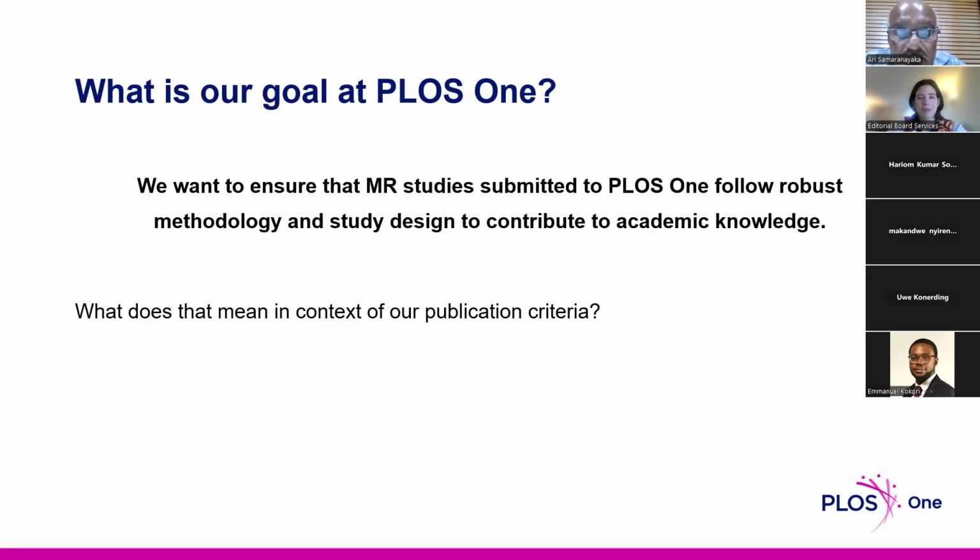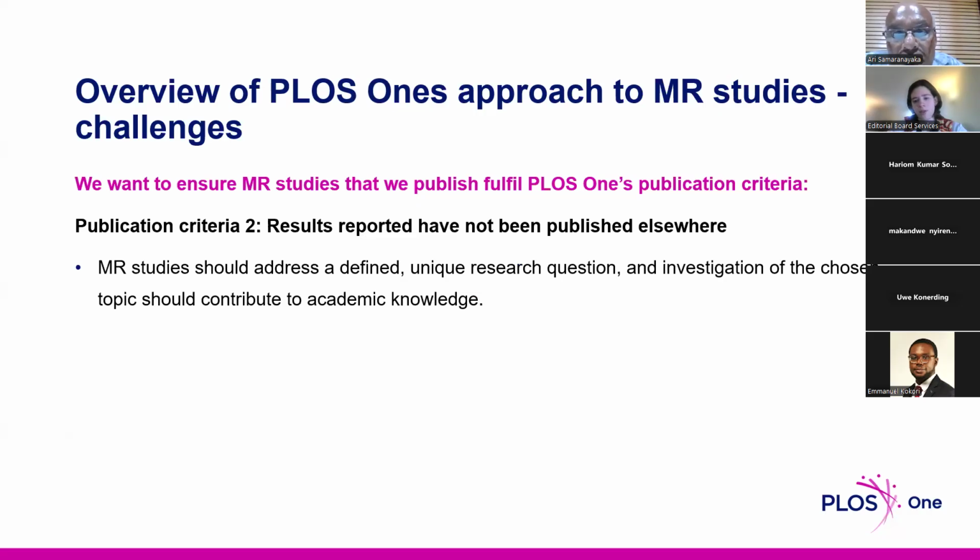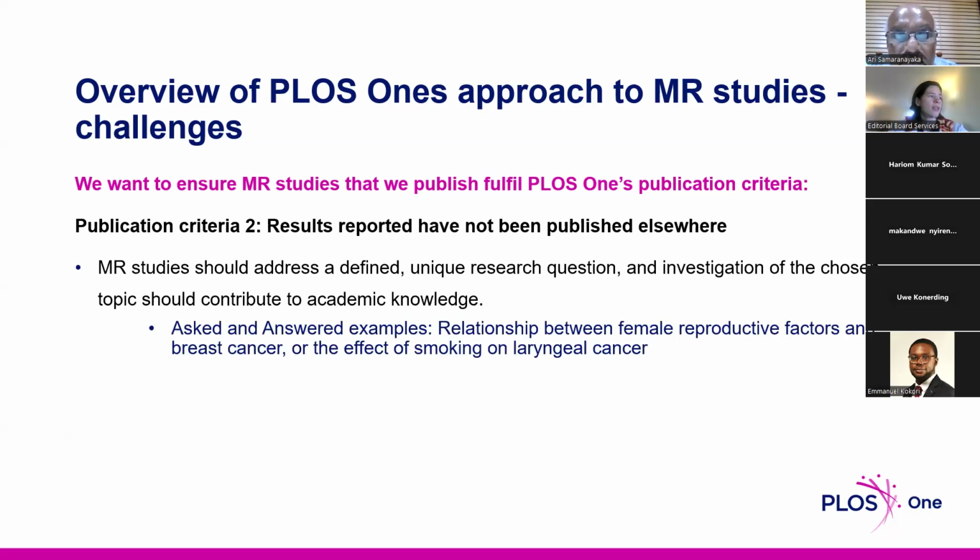And I am sure you are all very familiar with our publication criteria, but the ones where we often see the biggest room for improvement would be, for example, publication criteria 2, which is the results reported have not been published elsewhere. And it's not necessarily that Mendelian randomization studies that are being submitted to PLOS One exist in exactly that shape and form. However, in order to fulfill that criteria, we really want these studies to address a defined and unique research question, and that the investigation of the topic should contribute to academic knowledge. This falls a bit under the logic of just because a question can be asked, it doesn't necessarily make sense to ask it.